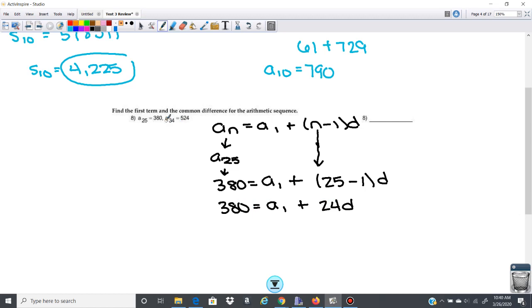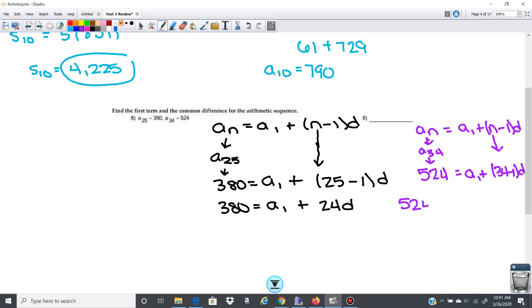For my second equation, I have the 34th term, which is 524. I'm going to do the same thing here. The 34th term is 524, that's your a sub n. a sub 1 is unknown. I know that n is 34 because it's my 34th term, so I plug that in. I get a sub 1 plus 34 minus 1 d. Simplifying, I get 524 equals a sub 1 plus 33d.